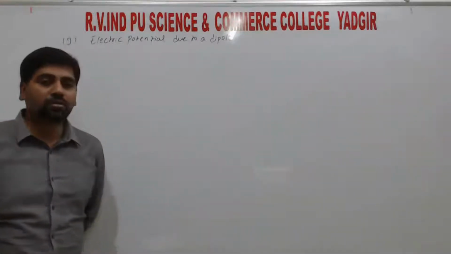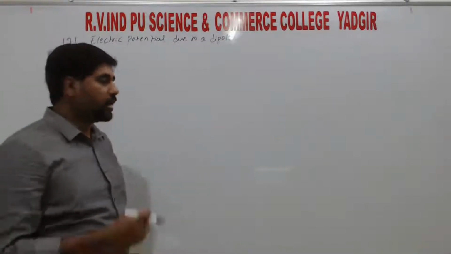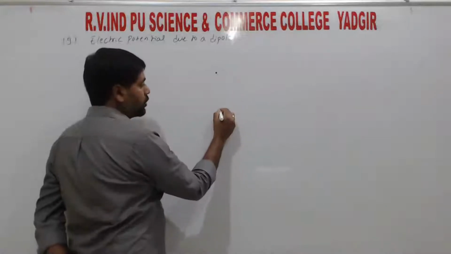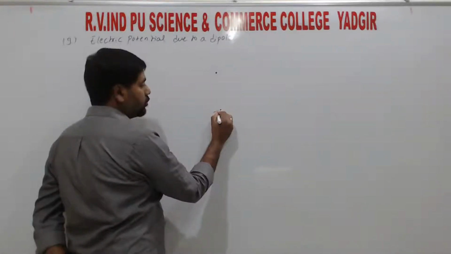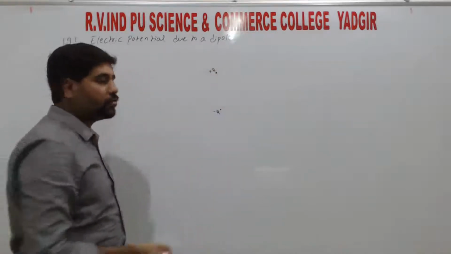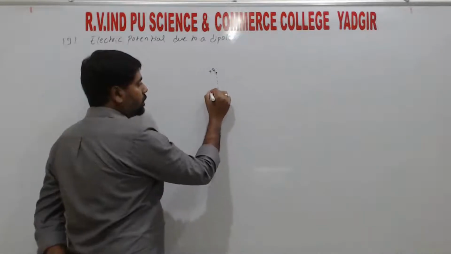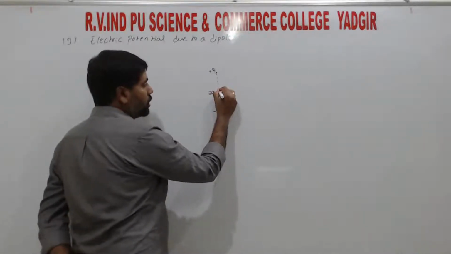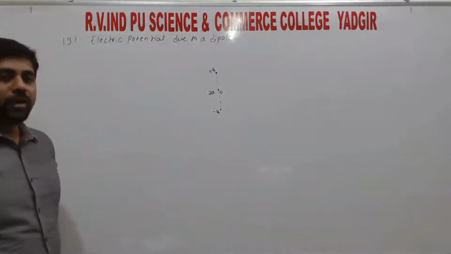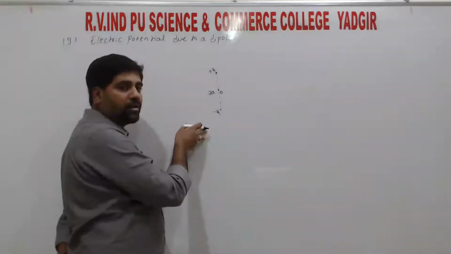So a dipole is two equal and opposite charges separated by a small distance, right? So first consider one dipole, that means consider two charges. Take one as minus q and the other as plus q, right? These two charges are separated by a small distance, that is 2a, and O is the center of the dipole. We are going to find the electric potential at any point in the space near the dipole.